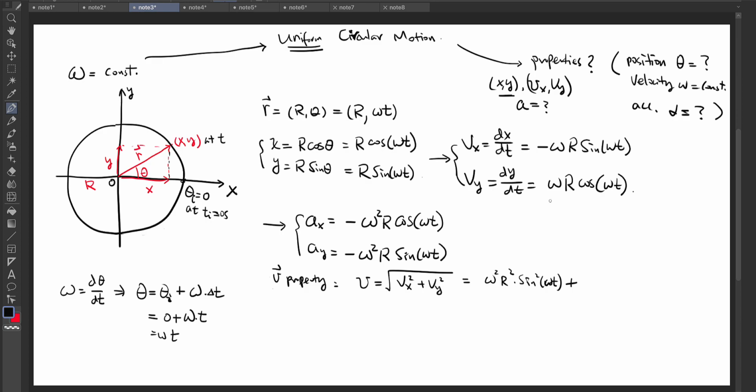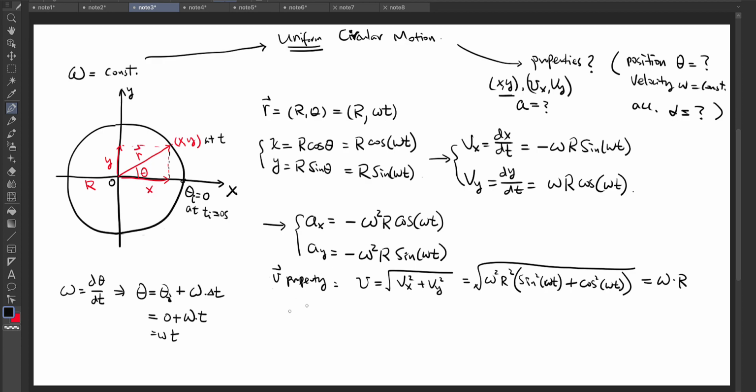And I notice that there's a common factor omega squared r squared. So I'm going to just pull it out and then keep cosine squared inside this parentheses and then take a square root. Okay, now sine squared plus cosine squared equals 1. So we know the final result here is omega times r.